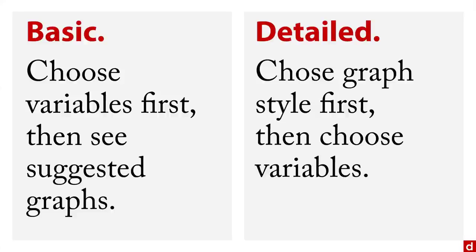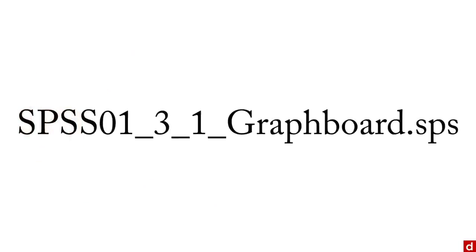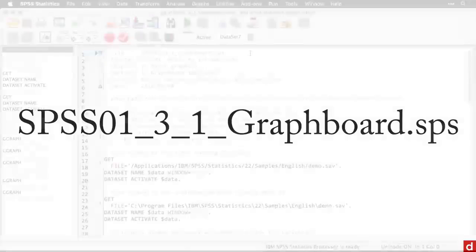Now, these aren't exclusive. You can bounce back and forth between the two tabs, and it'll be easiest to see how it works if we just go to SPSS. If you're logged into datalab.cc, then you should be able to download the exercise files from the same page that this video is on. Open up this file, SPSS01_3_1_graphboard.sps. It's a syntax file, and let's see what it looks like.